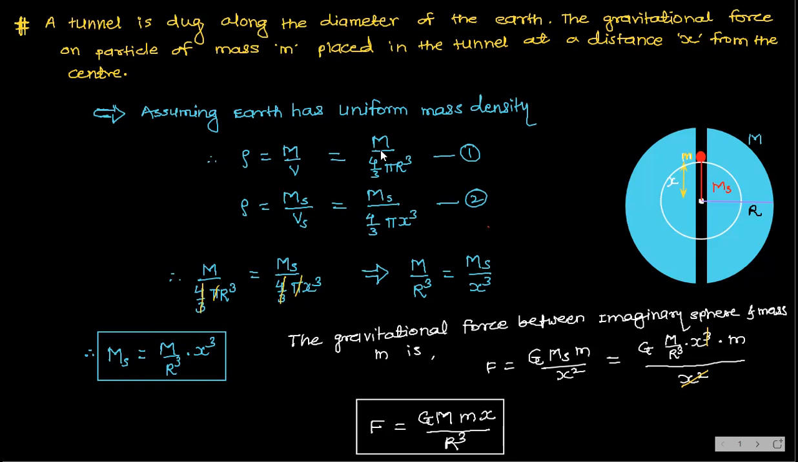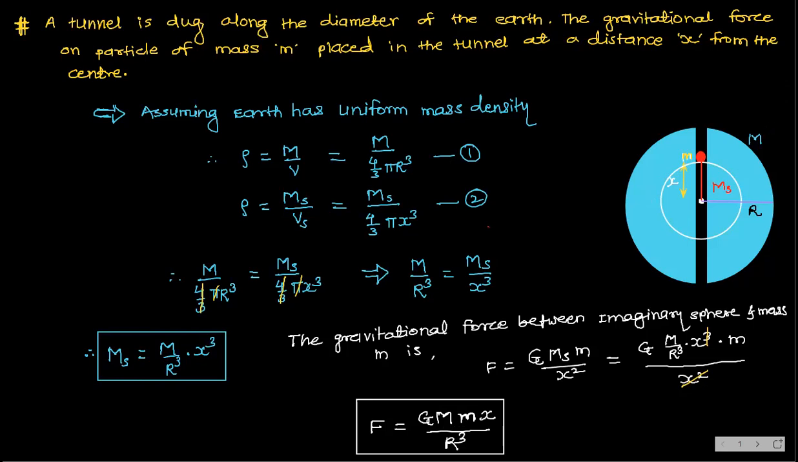No. We can't write m square. This capital M is the mass of the earth. Small m is the mass of that object which we have placed at this point. Don't square it. This capital M is different. Small m is different.